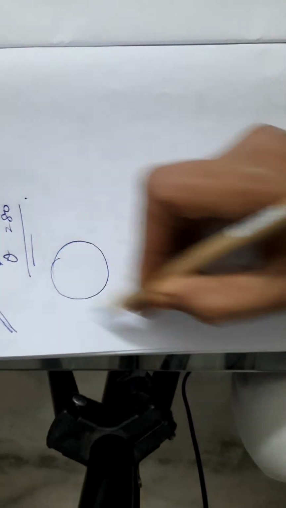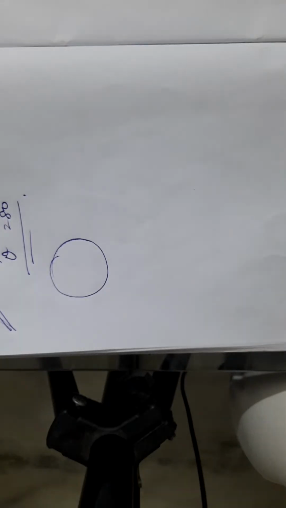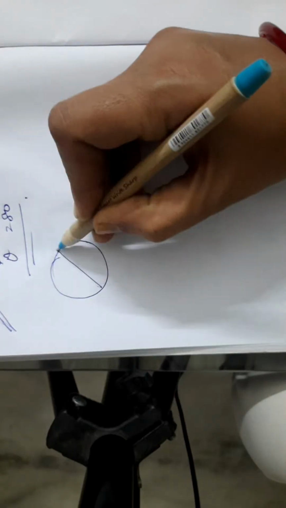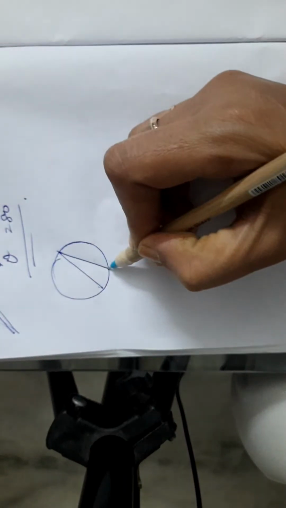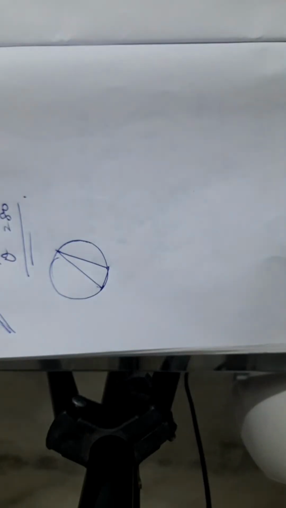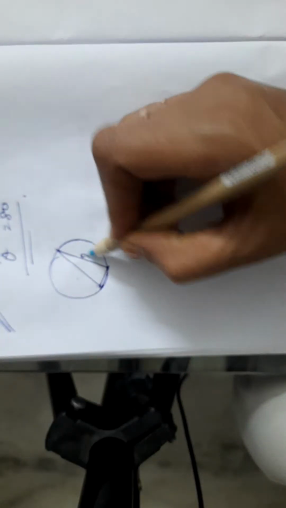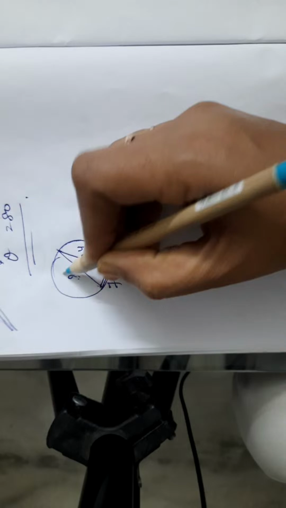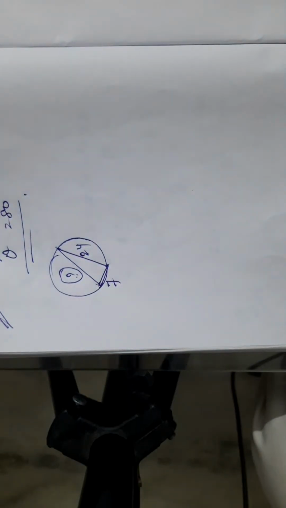Okay, here the first question was: given a circle, the diameter is there, then a right angle triangle is being formed. One side is given as 24, the other is 7. We'll be calculating what the diameter is. Okay, calculate for the diameter.